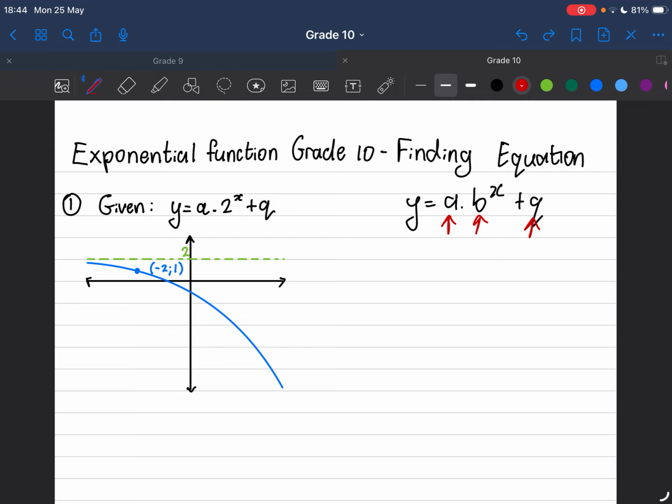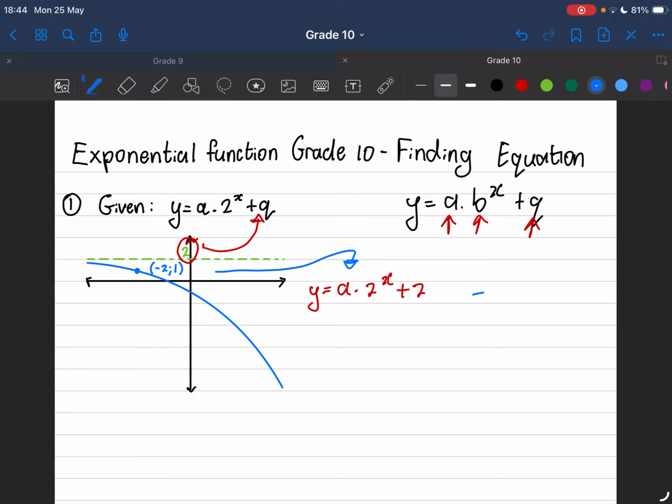So the first one, what we notice is that we're given this thing here. What is this called? That is the asymptote, the horizontal asymptote. So this value can simply go straight in for our q value. So y is equal to a dot 2 to the power x plus 2. Now, what do we do? See this coordinate here? Well, that's useful. You can take it and sub it into this equation.